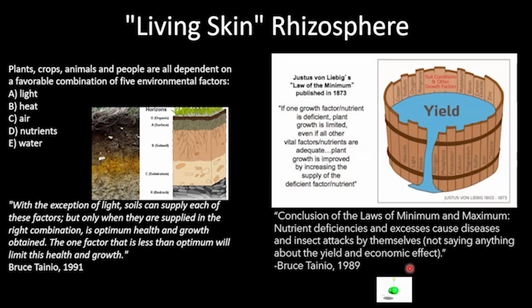It's creating those homes. It is, because Bruce used to say animals, plants, people all need 5 things: light, heat, air, nutrient, and water. And if we think about that, that's what the microbes need.